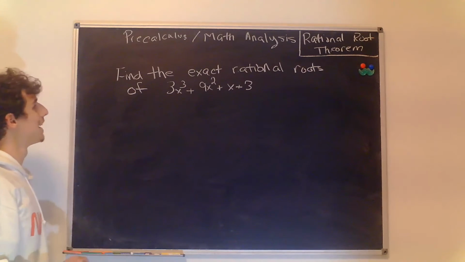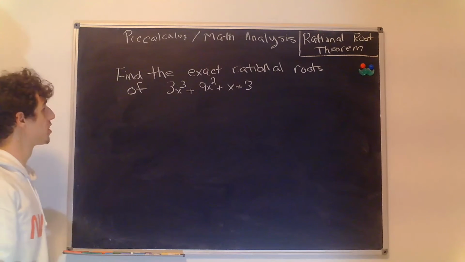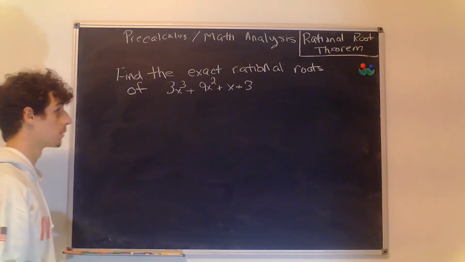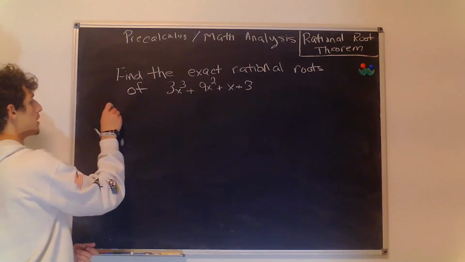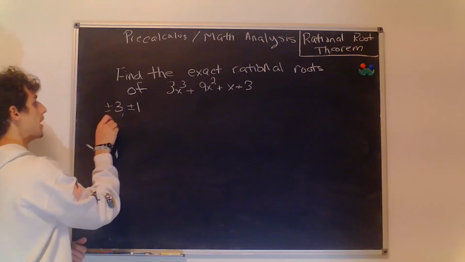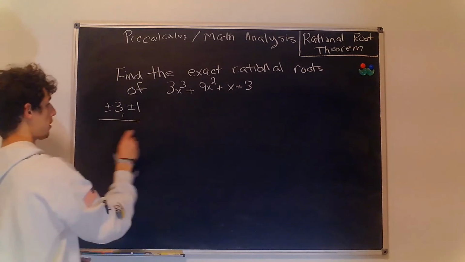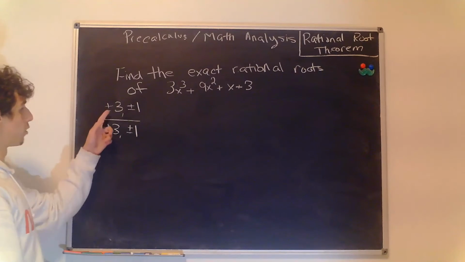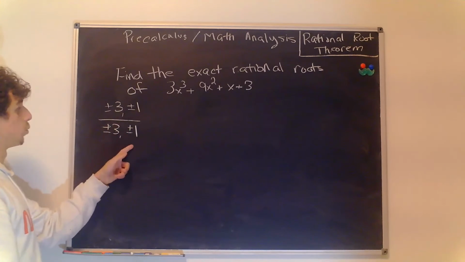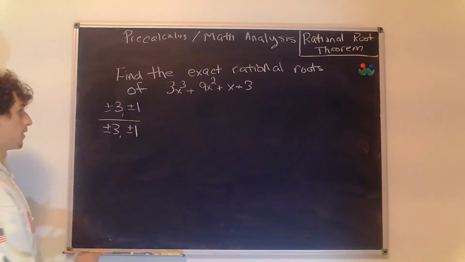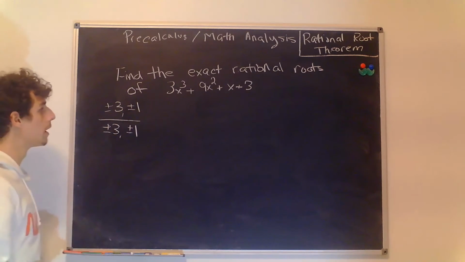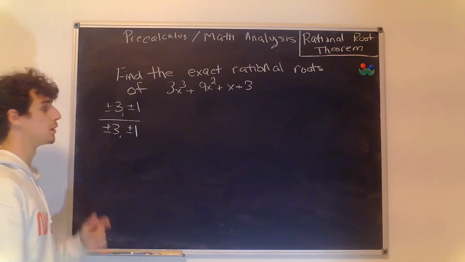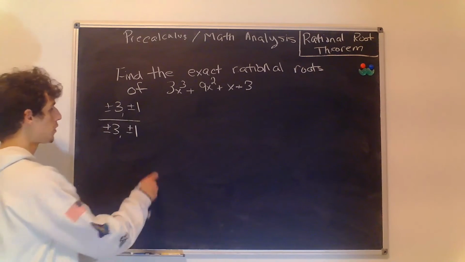Okay, so this example asks us to find the exact rational roots of 3x cubed plus 9x squared plus x plus 3. So our rational root theorem is going to tell us that we need to split this up into the factors of 3 and 3. So that tells us we need to take a look at plus minus 3, plus minus 1, and also plus minus 1/3 that we get from this term divided by this term. Okay, so I think the simplest example is to look at x equals 1 or x equals minus 1. So we'll look at those two first.